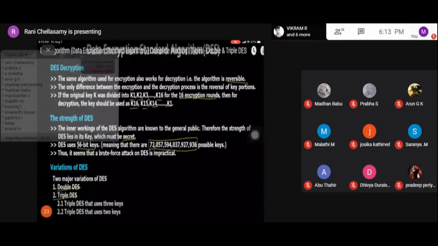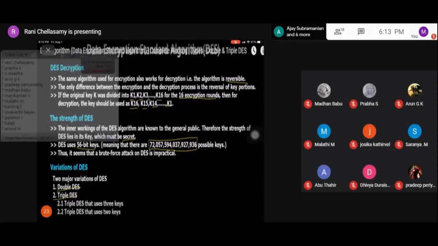Coming on to the strength advantage of DES, the inner workings of the DES algorithm are known to the general public. Therefore, the strength always lies in the key part, which is maintained as secret.